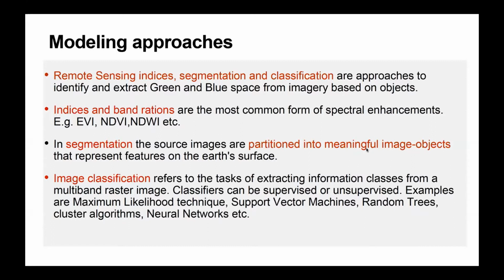The other one is segmentation, where we can partition different features from raster satellite images and then convert them into objects, so that we can actually quantify those different features at different geographical levels. And the last one is image classification. It refers to the task of extracting information using different supervised and unsupervised classification algorithms, which include maximum likelihood techniques, support vector machines, random trees, cluster algorithms, and also CNN and neural network models.